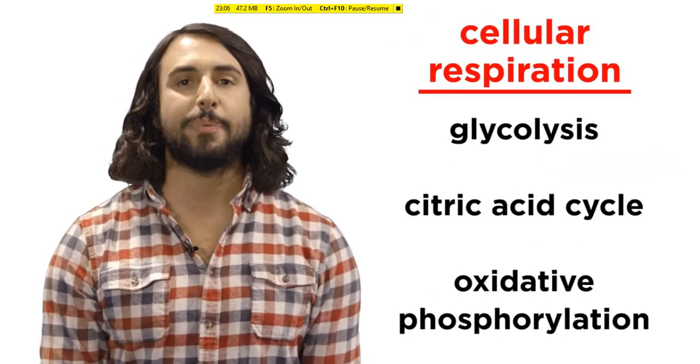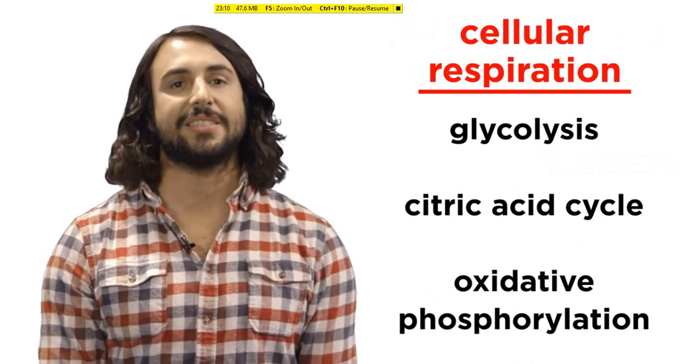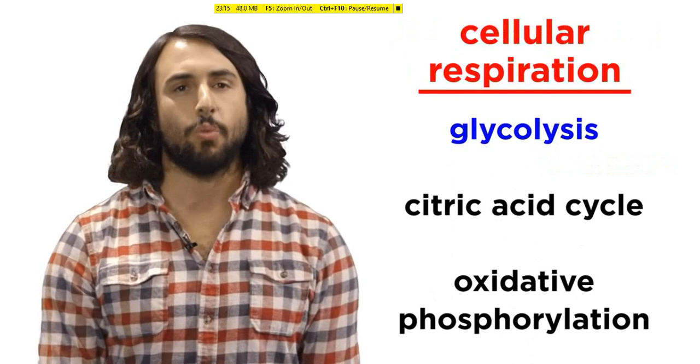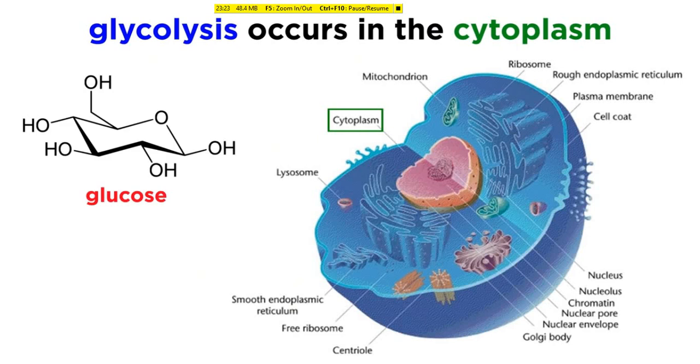Cellular respiration happens over three major pathways. There's glycolysis, the citric acid cycle, and oxidative phosphorylation. Let's focus on these one at a time. Glycolysis comes first, and it happens in the cytoplasm of the cell. This is the process by which glucose molecules are split into two pieces called pyruvate.